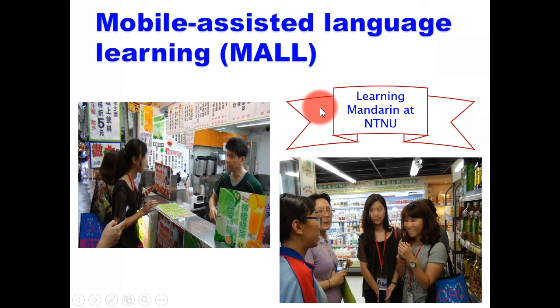The 2 photos show you how Chinese as a second language learners learn Chinese while visiting the actual shops near the NTNU campus. With a MALL system, they obtain real-time assistance while having conversation with the shop owners or clerks in the real world. With the MALL support, it was found that they had better output in Chinese than did those without such support.